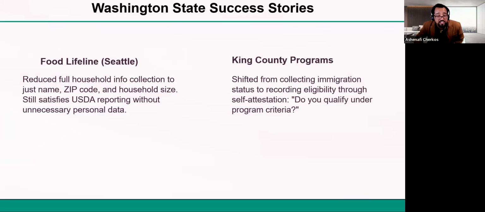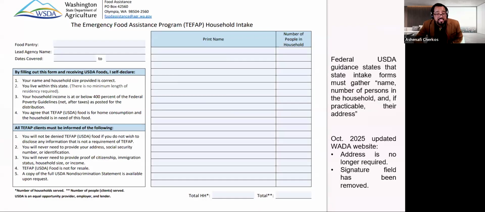Food Lifeline reduced intake requirements to the bare minimum, for example, and King County programs replaced immigration status collection with self-attestation. These are very critical examples. I will focus on the Food Lifeline example. This slide shows a great real-world example of data minimization in action. The Emergency Food Assistance Program, run by the Washington State Department of Agriculture, has streamlined its household intake process to collect only what is absolutely necessary.